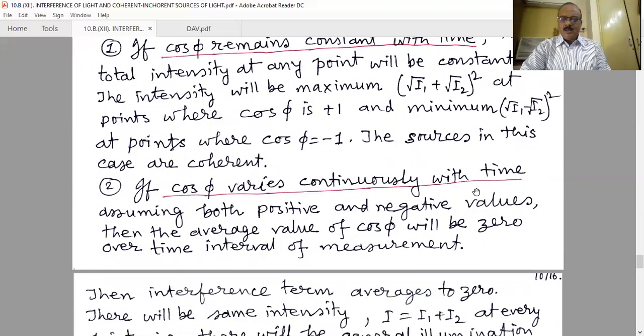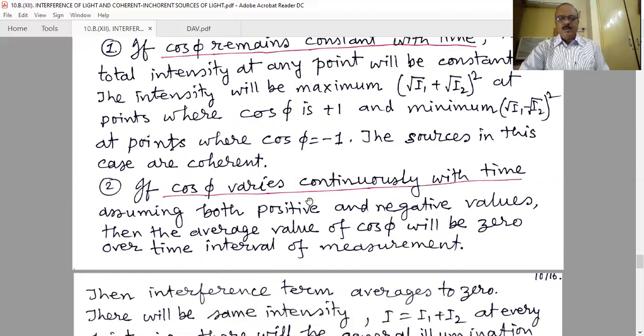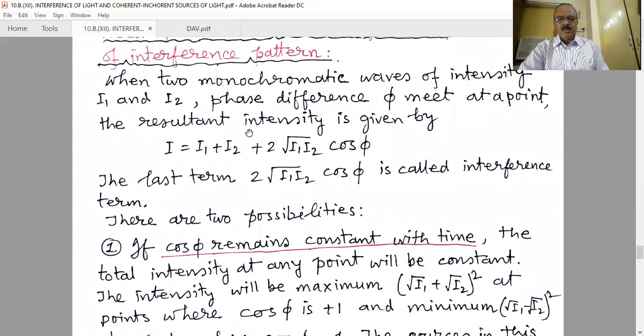If cos of phi varies continuously with time, assuming both positive and negative values, then the average value of cos of phi will be 0 over the time interval of measurement. If there is continuous variation, then what will be the average value of cos of phi? If phi varies continuously, negative values plus positive values, ultimately the average value will be 0. Therefore, this term will be 0. The interference term will be 0. Therefore, we get equal illumination on the screen, and that will be I is equal to I1 plus I2.